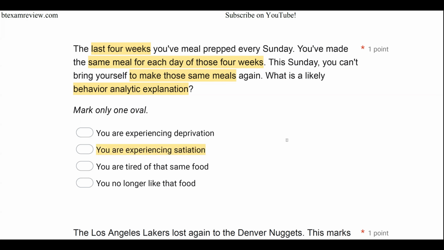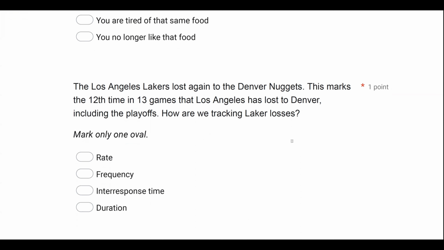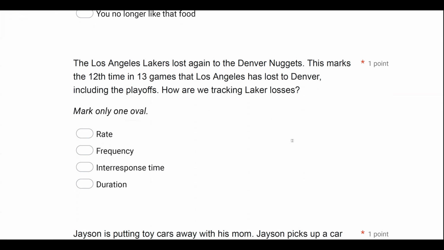You are experiencing satiation. The Los Angeles Lakers lost again to the Denver Nuggets. This marks the 12th time in 13 games that Los Angeles has lost to Denver, including the playoffs. How are we tracking Laker losses? So we have a measurement question. And what are we measuring? In measurement questions always ask, what am I measuring? We are tracking or measuring Laker losses. How are we doing that?